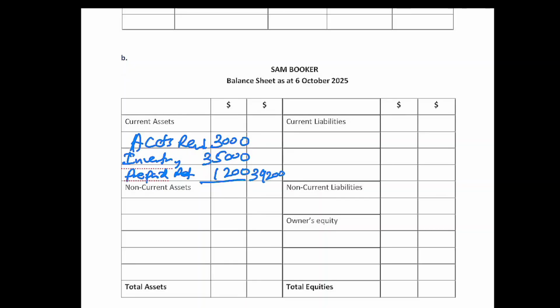Non-current assets you have, what are those? Fixtures and fittings. Yep, 15,000. And then fridges, 37,500 because one took 2,500. So total is 50,500. Total assets will be how much? 91,700. Yeah.